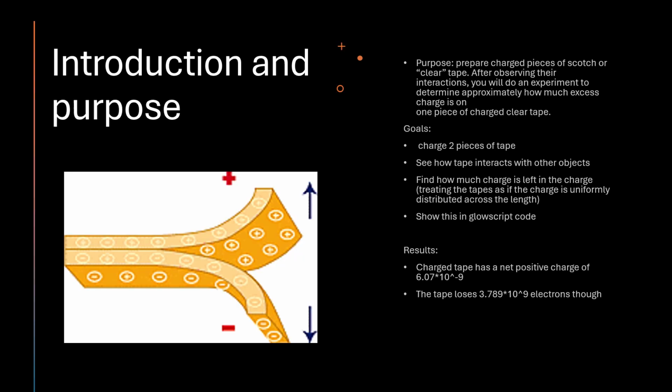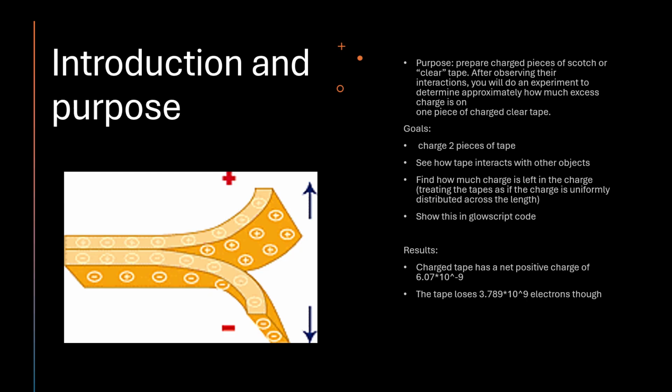Hello, my name is Evan Cardenas, and today we're going to be talking about Lab 2, which is a continuation of Lab 1, which in layman's terms just sees us charge pieces of clear tape. It sees how they interact. The idea is to see how the tapes behave with each other and with other objects, like a rubber pin. We'll also estimate how much charge ends up on a tape, assuming it's spread evenly along the length, and we'll use Glowscript to visualize this.